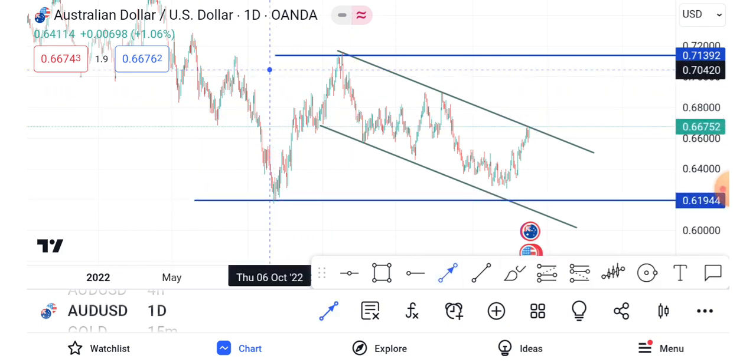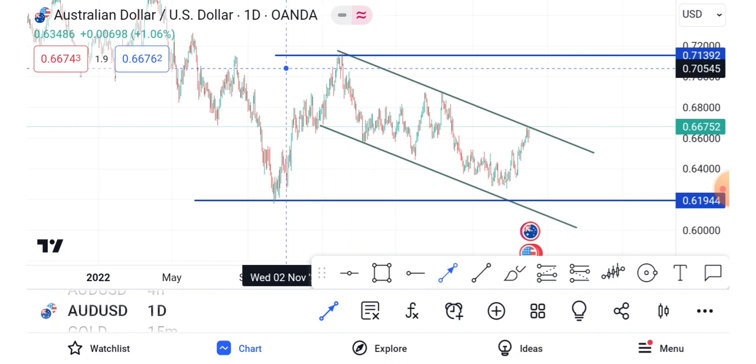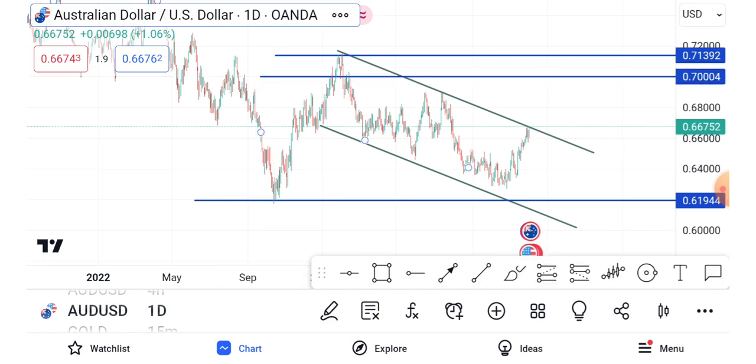Now we have to identify our areas of value, areas that have been tested multiple times by the market. We can see that here we have another area. This is the area that has been tested multiple times by the market. You can just place it right there.